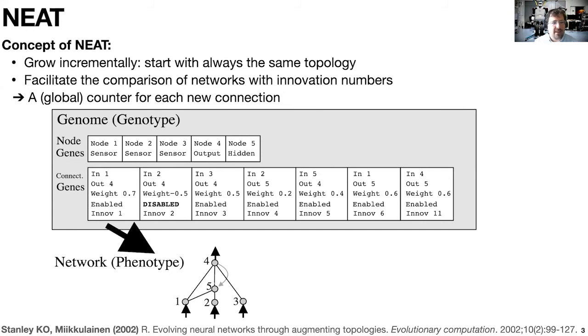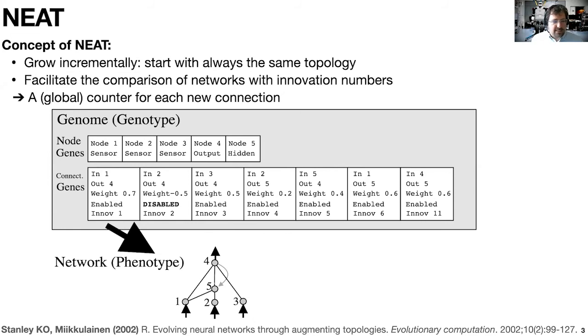So NEAT has two ideas. One is to grow incrementally. So we start with a population of neural networks and they all have the exact same topology. This is important because then we can compare them more easily, with another trick that is included in NEAT, which is to use what they call innovation numbers. So each time we add a new connection, we give it a unique ID. So there is a global counter for every new connection.